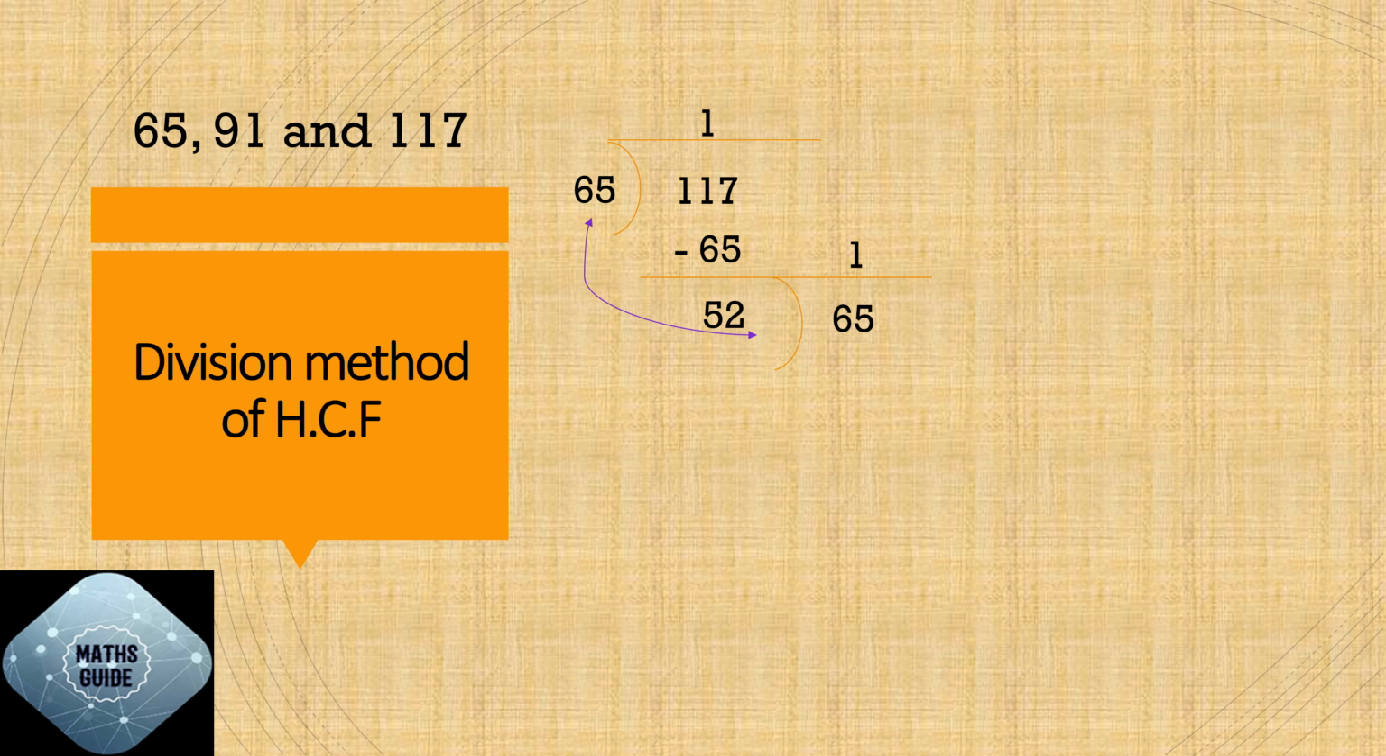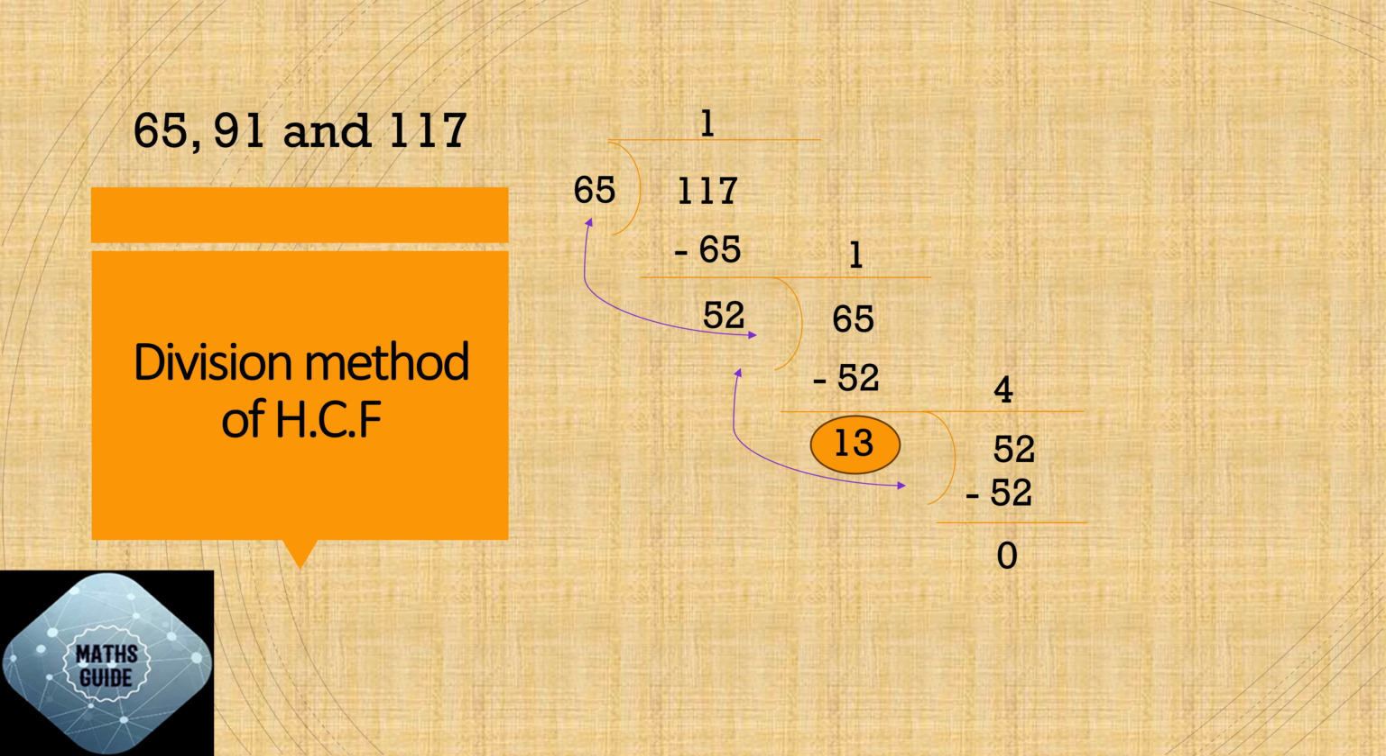Again we will divide 65 by 52. We get remainder 13. Again this remainder 13 will become the next divisor and the previous divisor will become the dividend. And 13 into 4 is 52 and the remainder is 0. This last divisor 13 will become the HCF if we have only two numbers, 117 and 65.